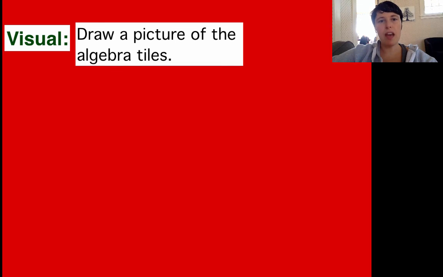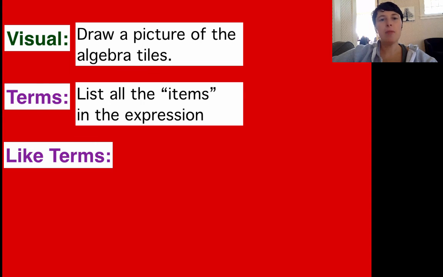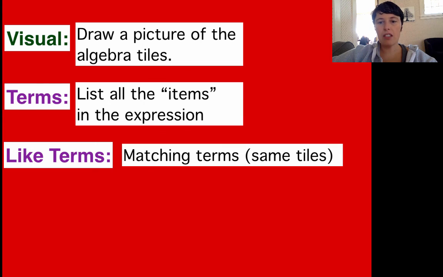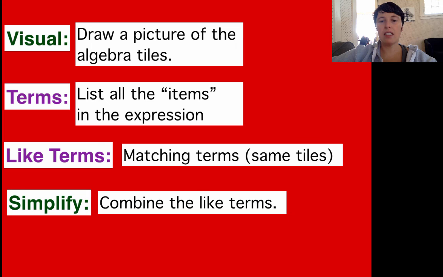Alright guys, so that's kind of wrapping it up for this video. Big takeaway here is if you have an expression, you can draw a picture with algebra tiles to be your visual. The terms is like a big list of items in the expression. The like terms are the ones that match up. The matching terms, they're like the same algebra tiles. And then when you go to simplify, it's all about combining the like terms and getting rid of the zero pairs.